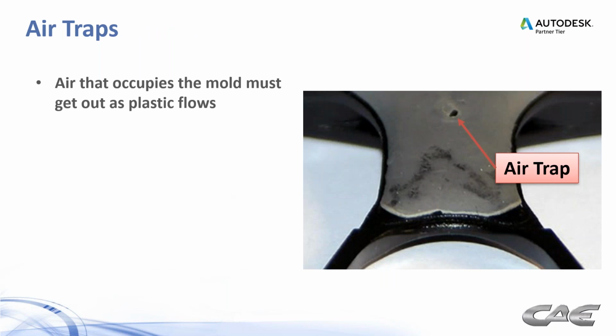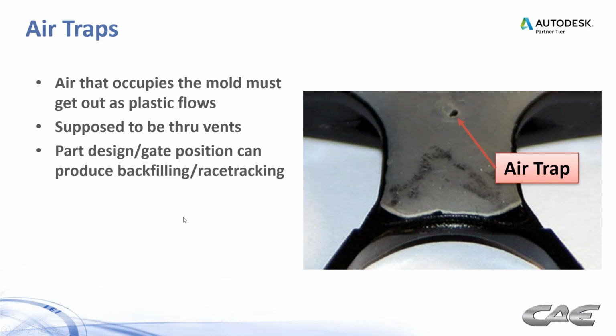Next on the list is air traps. Air traps are formed because air that occupies the mold that should get out as the plastic flows doesn't. It's supposed to be able to vent the air through vents. Sometimes those vents come from maybe ejector pins and so forth, but typically it's going to be on the parting line of the mold. So if the formation of those air traps doesn't occur in a ventable location, then these air traps can form.